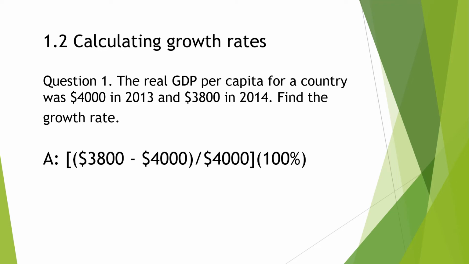When you calculate the growth rate, you use the percent change formula. That is, you use 2014's 3,800 minus the previous year's GDP per capita, which is 4,000, divided by 4,000. And then after that, you multiply by 100%. So the answer is negative 5%, meaning that this economy got into a recession because their real GDP went down.